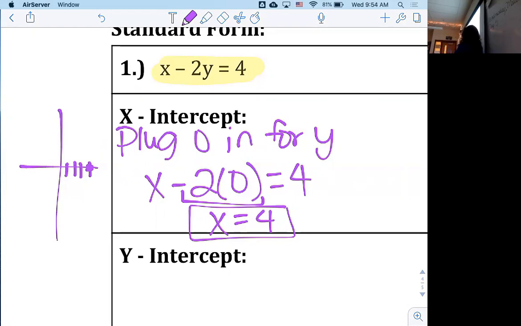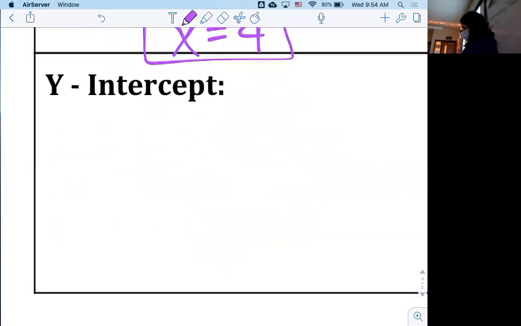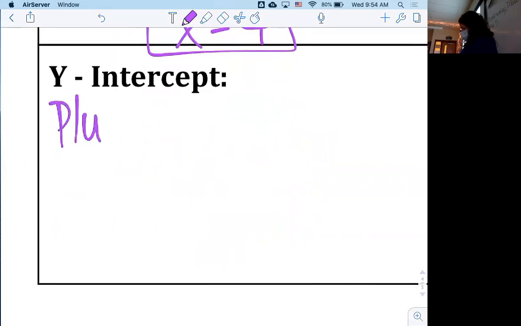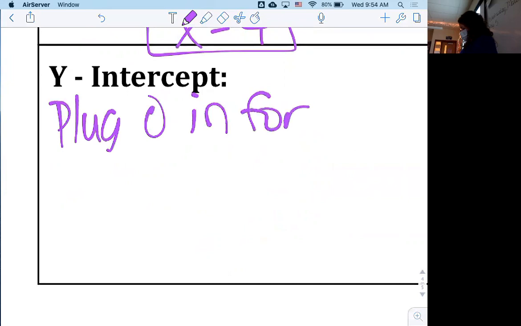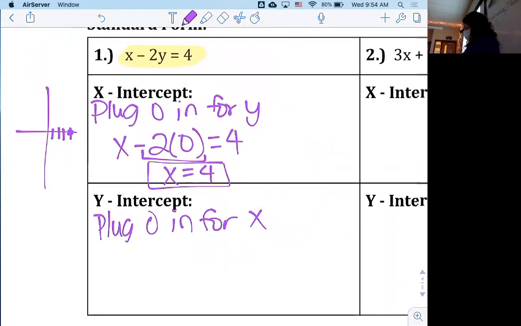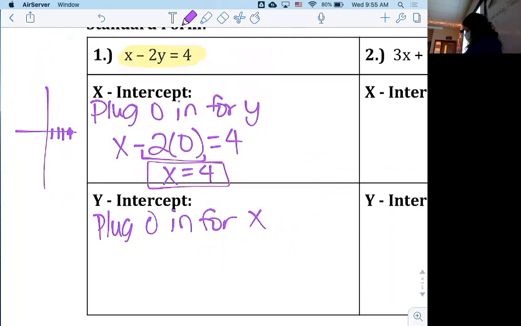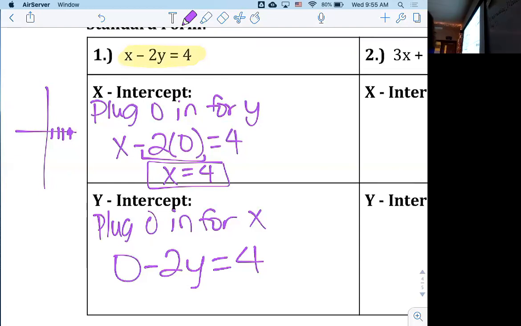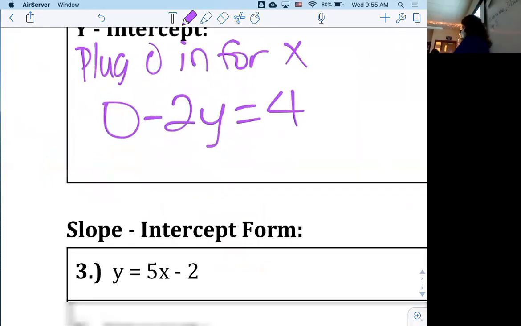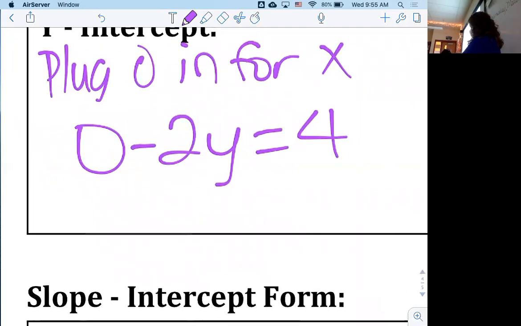All right, not bad. The y-intercept is now the opposite. We are now going to plug 0 in for x. So for the y-intercept, we plug 0 in for x. It's the same equation, so instead of x minus 2y equals 4, we'll do 0 minus 2y equals 4. Again, if you want to find the y-intercept, the y needs to be left over, so you're plugging 0 in for the other letter. 0 minus 2y equals 4 is just saying negative 2y equals 4.